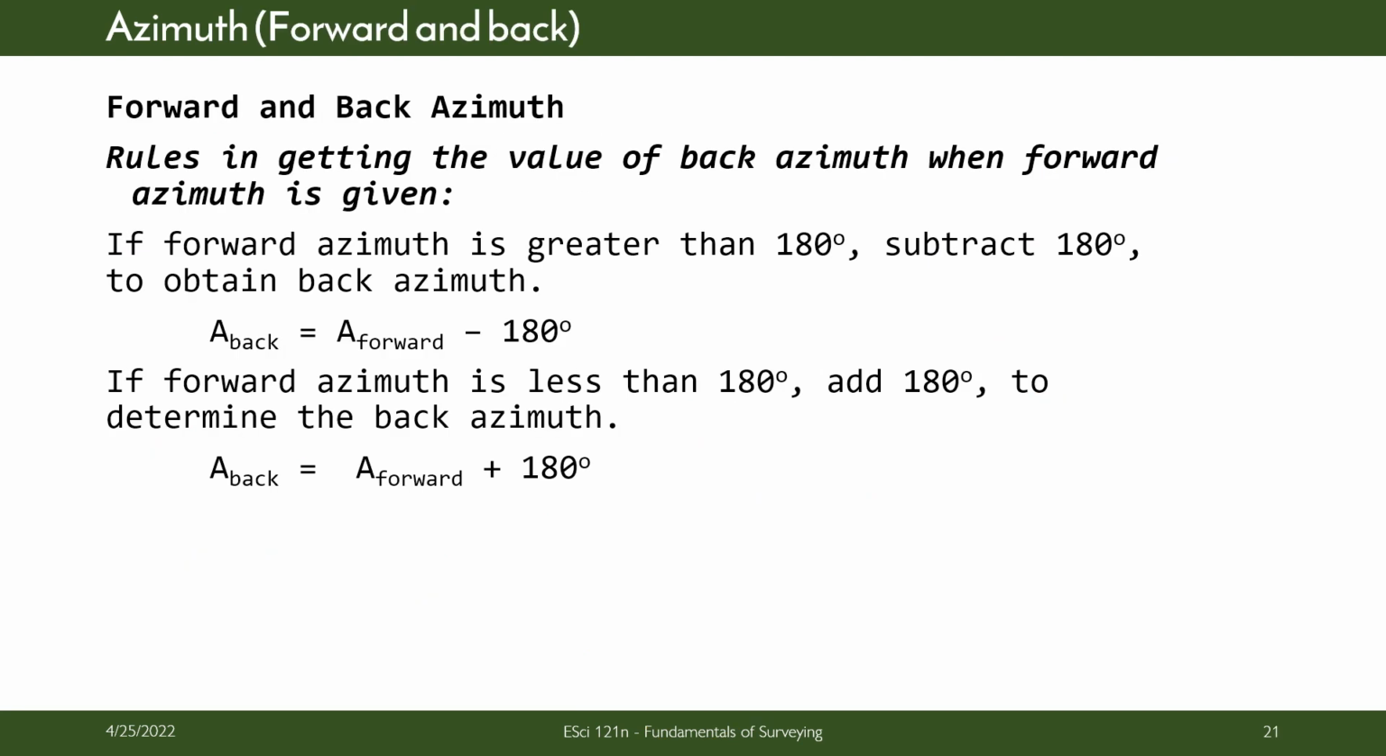Then we have the conversion for forward and back azimuth. These are the rules for getting the value of the back azimuth when the forward azimuth is given. If the forward azimuth is greater than 180, then we subtract 180 degrees to obtain the back azimuth. For this one, given your line, let's say line AB, this is your south, then north, west, east. Given that this is your forward bearing, therefore this is greater than 180. So this is also your back bearing.